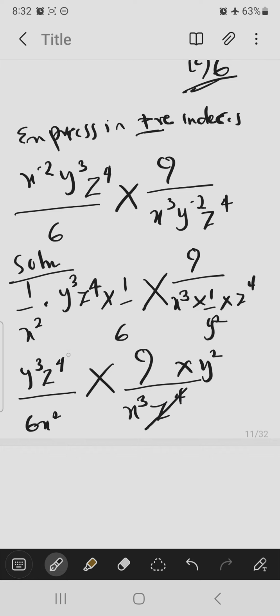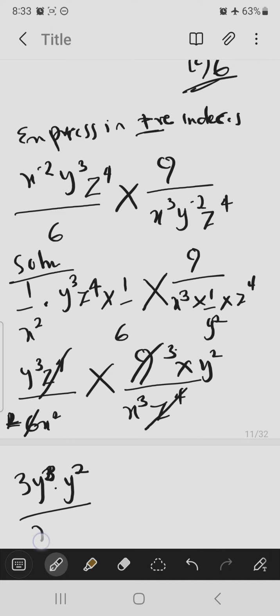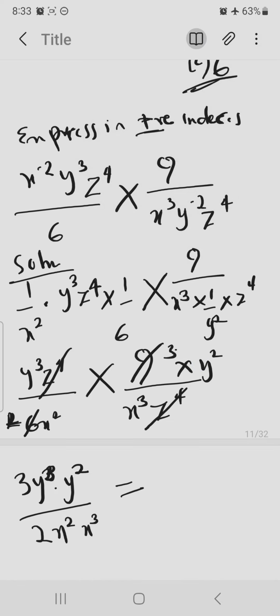So this one comes with this, like this. Here we have x square, y square, x square. So we now have 9 and 6. 3 here, 2. 3 here, 3. You have 3 times y square. 3y square multiplied by y. 3y cube multiplied by y square over 2x square x cubed.